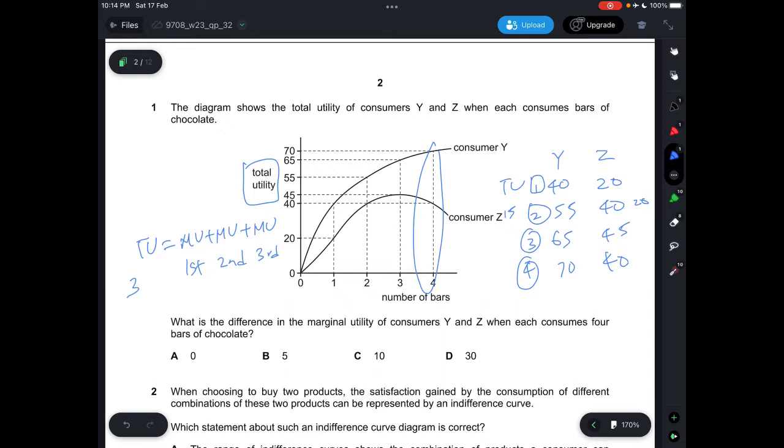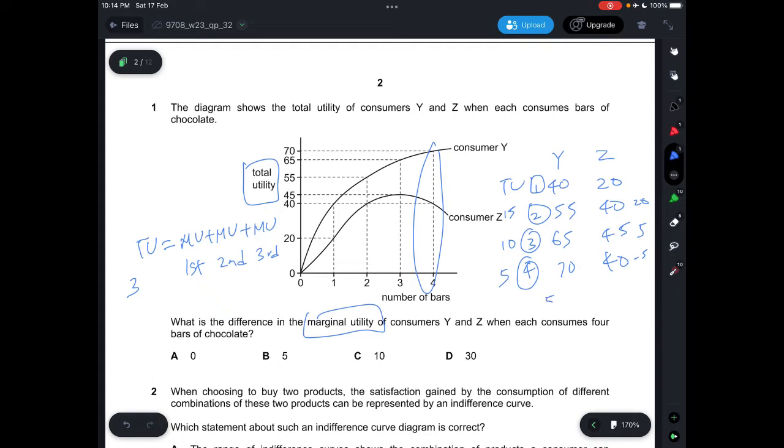For the third bar of chocolate, it's 65, which means that if you take 65 and subtract 55, you get 10. And then for Z, it's from 45 to 40, so that means it's negative 5. And then finally, for the marginal utility of the fourth bar of chocolate, since it's from 65 to 70 for consumer Y, it's 5. And then for Z, it's negative 5. So the marginal utility when each consumes 4 bars of chocolate can be calculated by taking the marginal utility of the fourth bar of chocolate for consumers Y and Z.